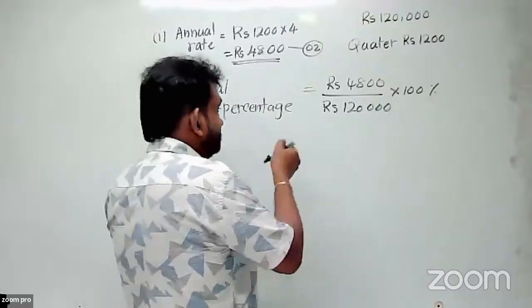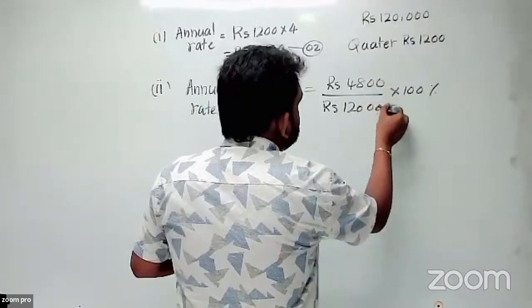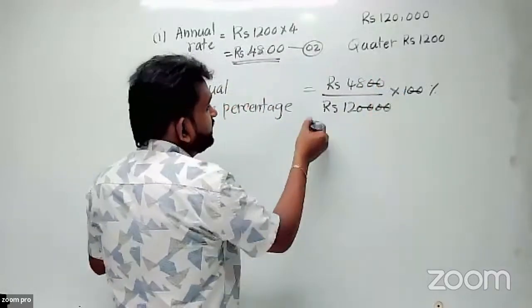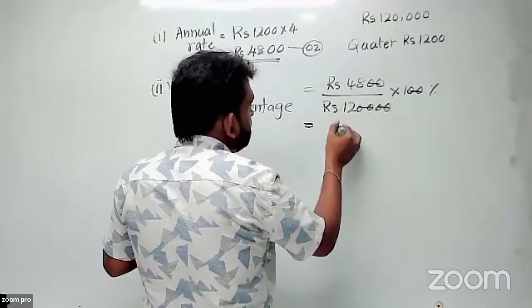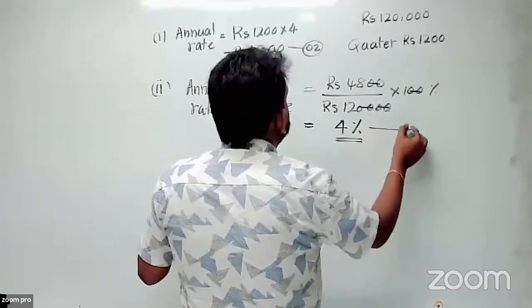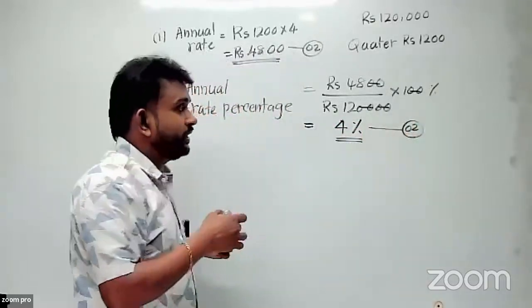Right, simplify here. 2 zeros simplified, 2 zeros simplified, 2 zeros simplified, 2 zeros simplified. Just 48 upon 12 means 4%. 4%. That is the annual rate. You have 2 marks.